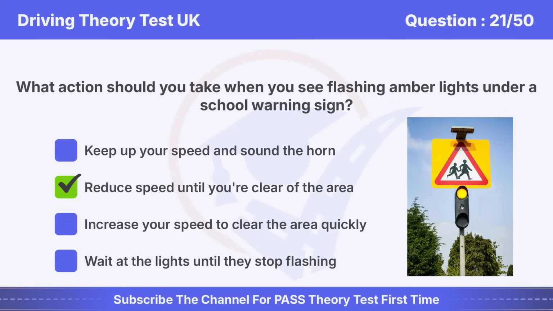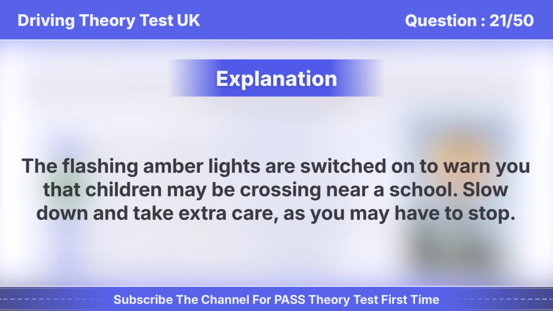Answer is B. Reduce speed until you're clear of the area. The flashing amber lights are switched on to warn you that children may be crossing near a school. Slow down and take extra care, as you may have to stop.